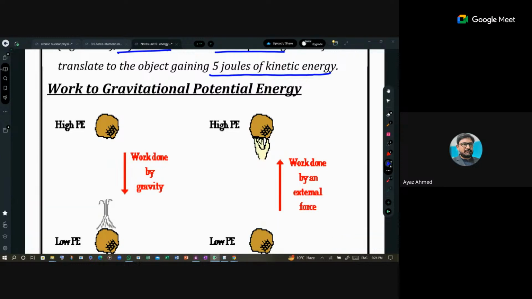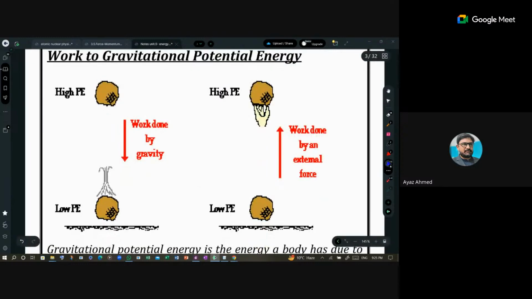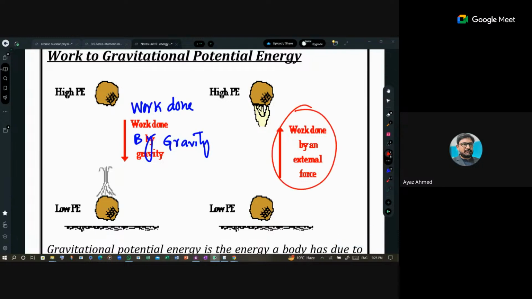Let's go through this another way. When we lift a body up, our body moves down. It has a change in kinetic energy. Then work is being done by gravity. When work is done by gravity, here this is actually work done by gravity, or you can say work done against gravity. In this one, when an object is moved upward, this is work done against gravity.